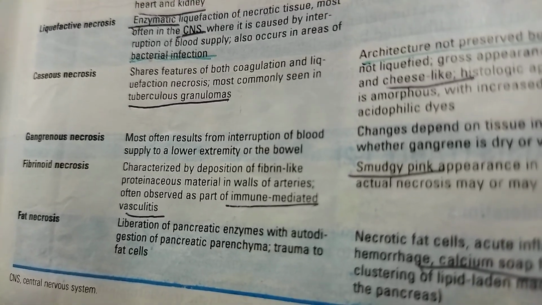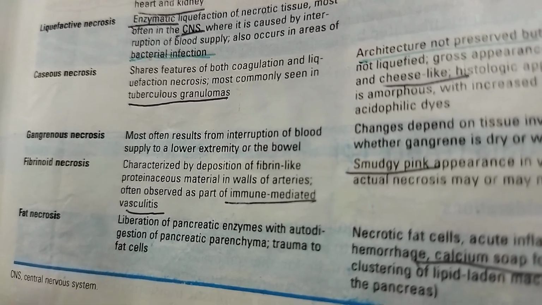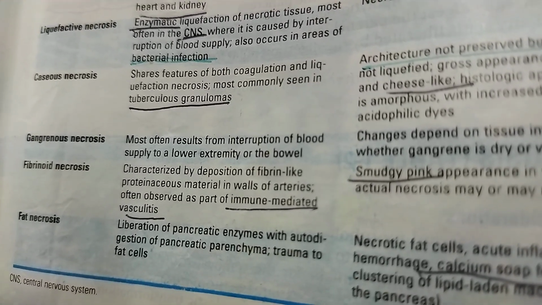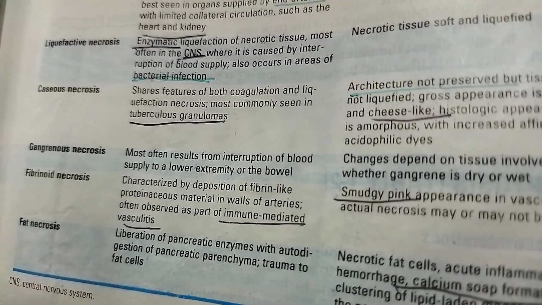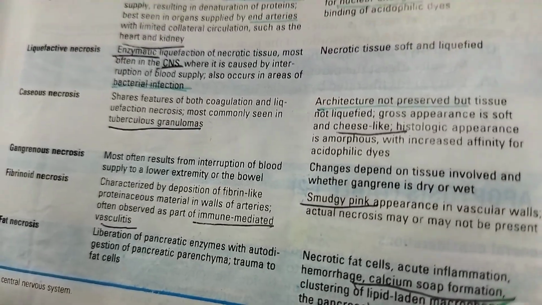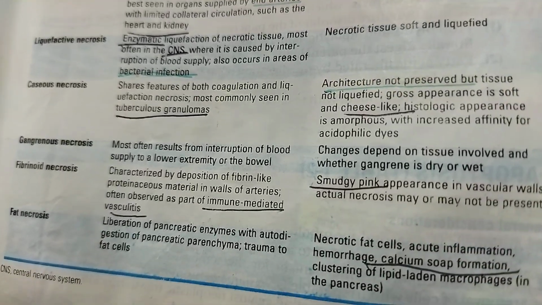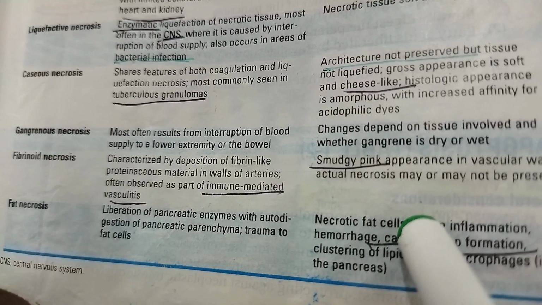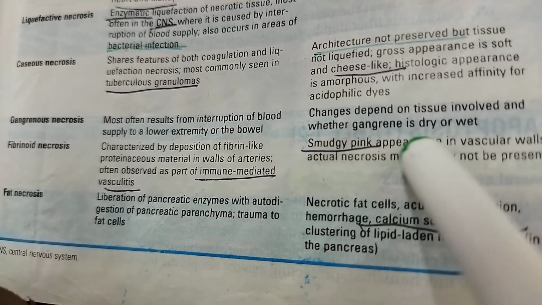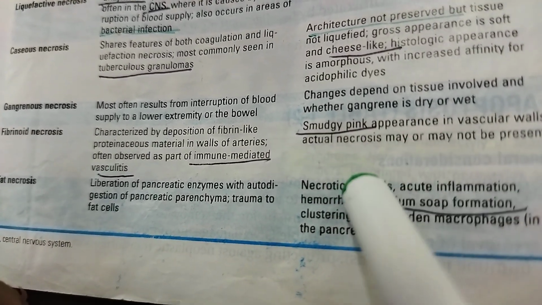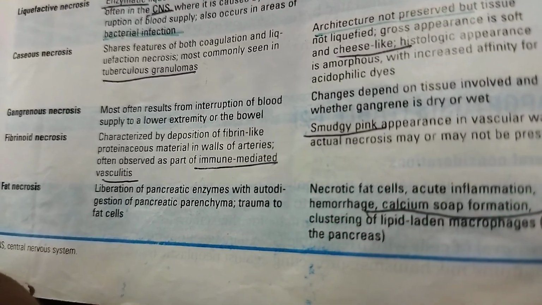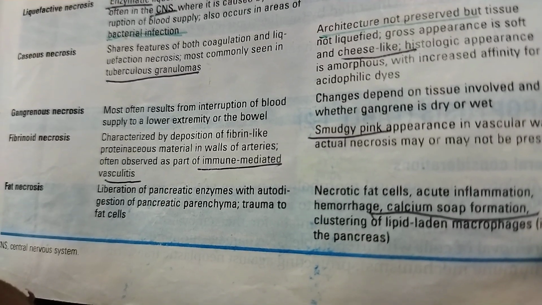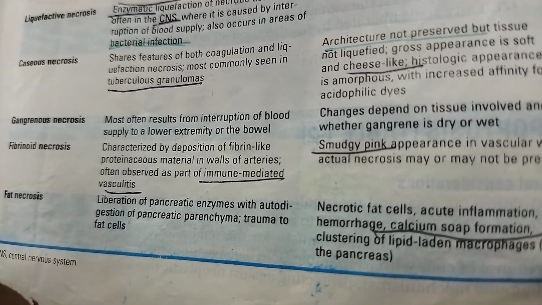Okay, then fat necrosis: liberation of pancreatic enzymes with autodigestion of pancreatic parenchyma and fat cells. Okay, in fat necrosis there will be liberation of pancreatic enzymes with autodigestion of pancreatic parenchyma. Let's see the pathologic changes. Necrotic fat cells, acute inflammation. Which type of inflammation? Acute inflammation. In fat necrosis, there will be acute inflammation. There will be hemorrhage and calcium soap formation. It is an important MCQ. In which type of necrosis is there calcium soap formation? Then the answer will be fat necrosis.